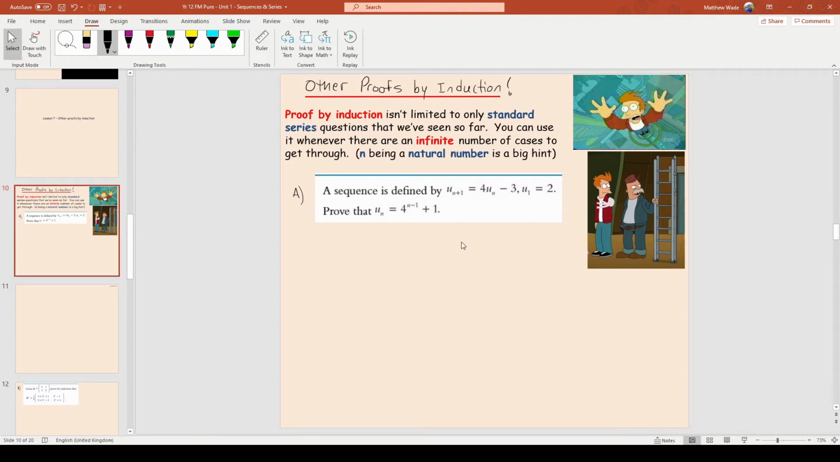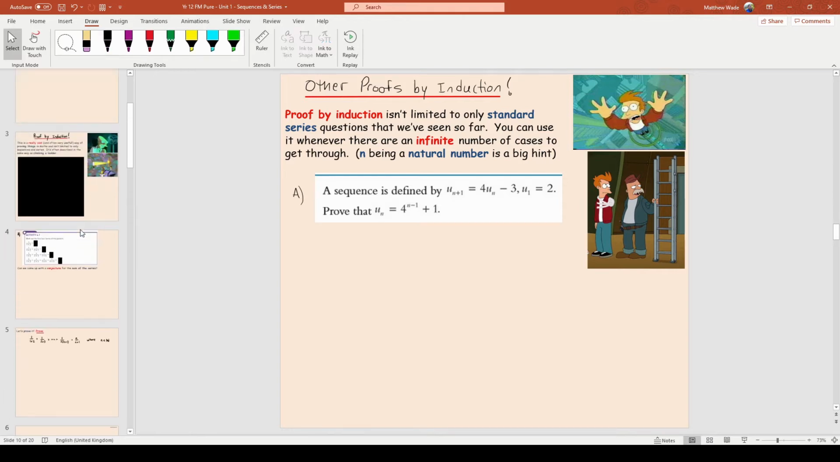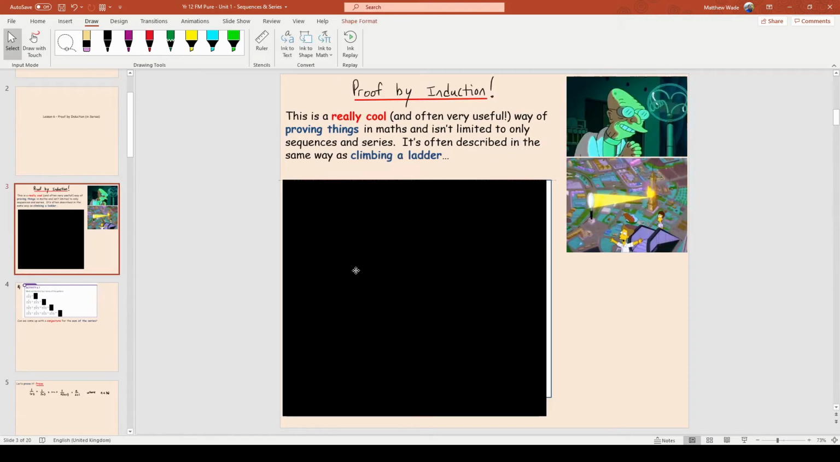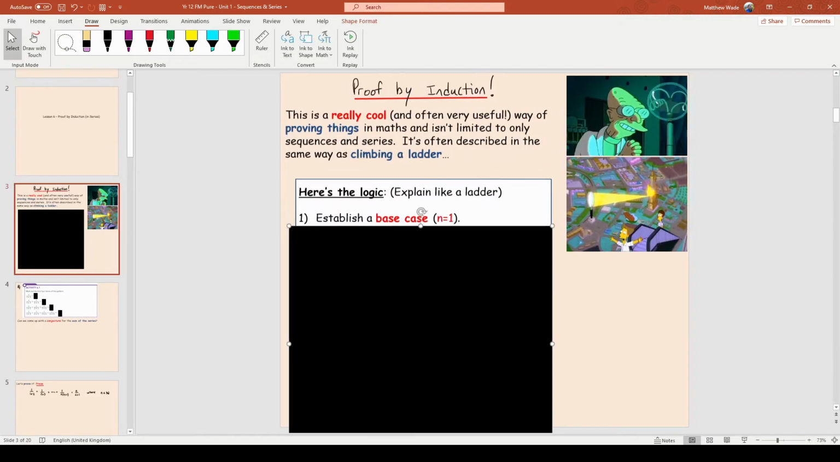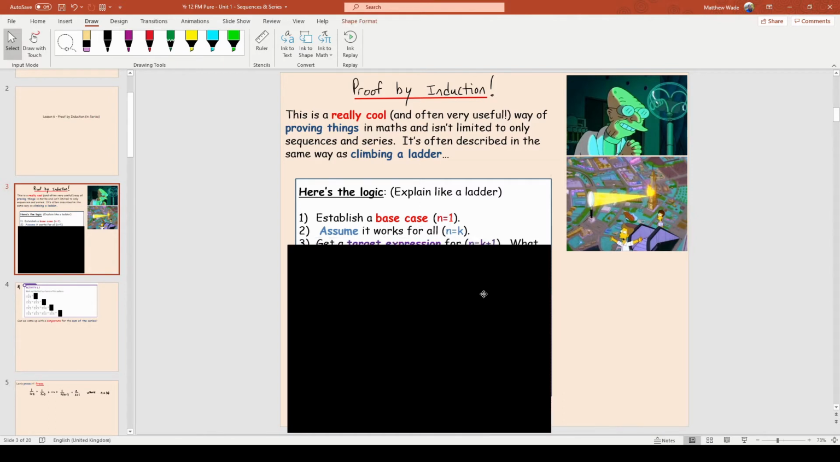So, before we start this question, let's just see if you can remember. There were 6 steps. Do you remember what they are to proving something by induction? Well, if you said step 1 was establish a base case, so you show that you can take a step onto the ladder. Step 2, presume it works for all values of k. Then, of course, you get your target expression. Following that, what do you do, my buddies?